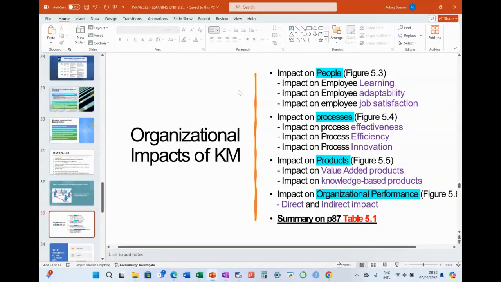Somebody tell me what you think we mean when we say performance can be direct and indirect.